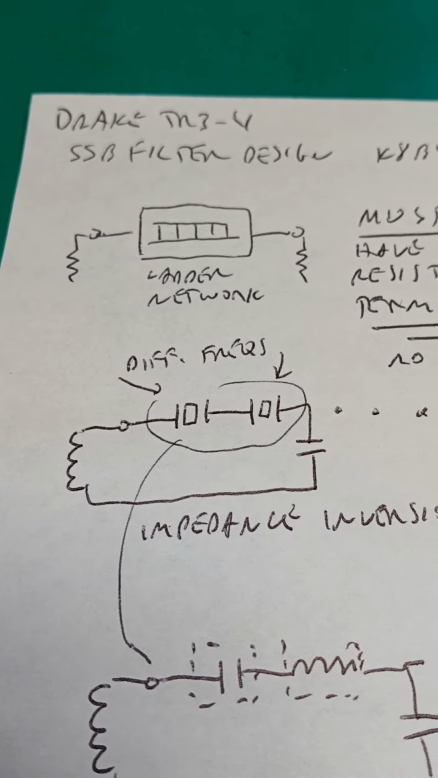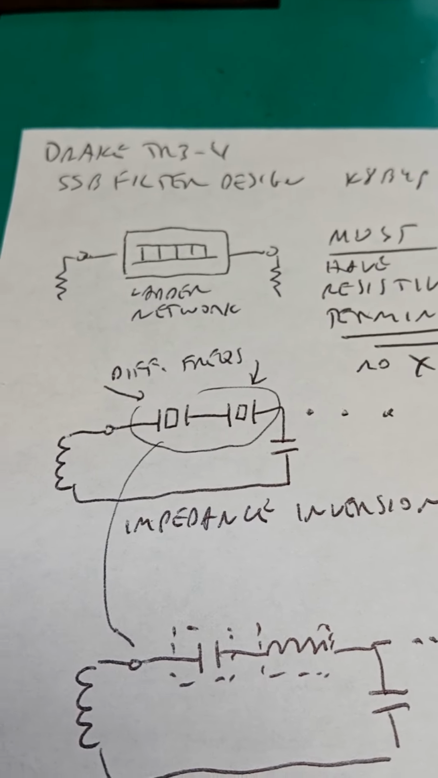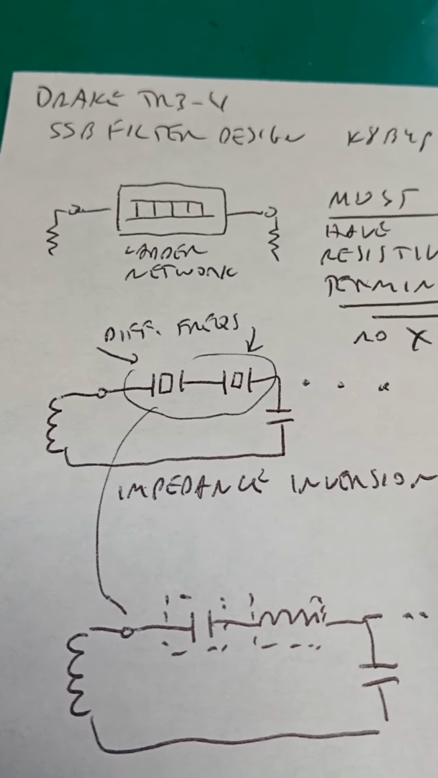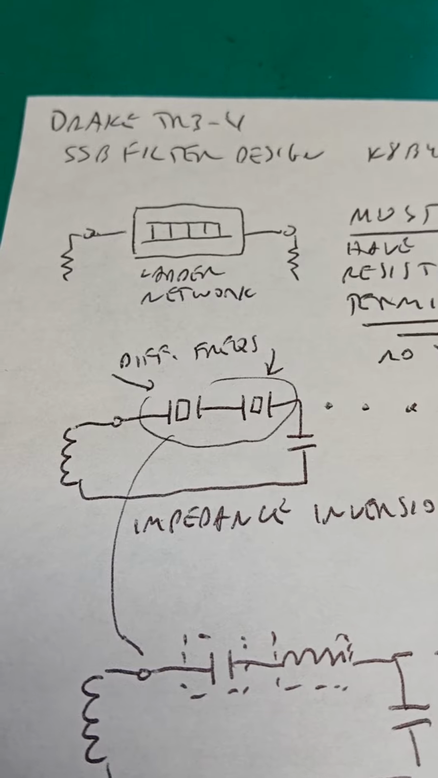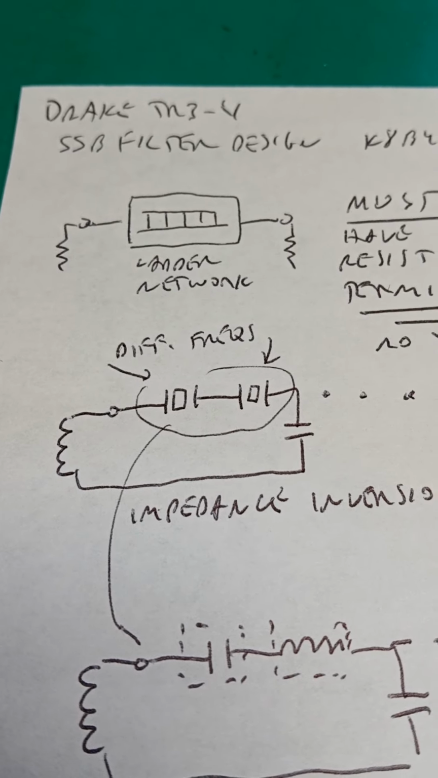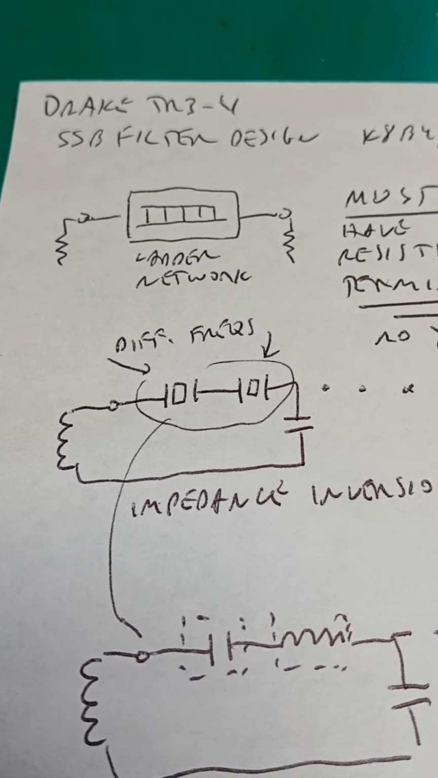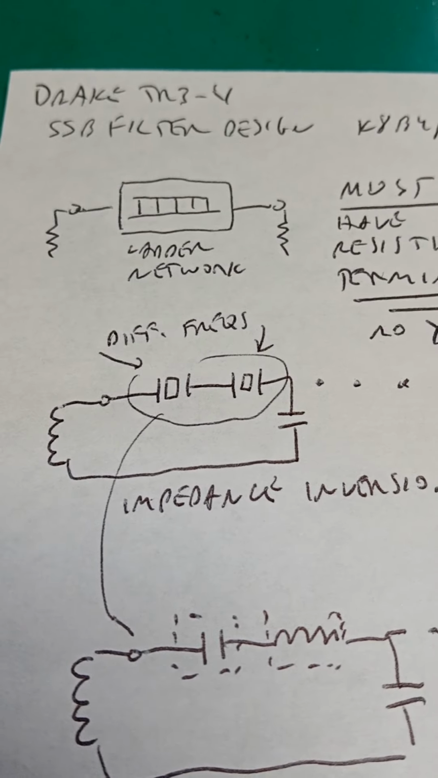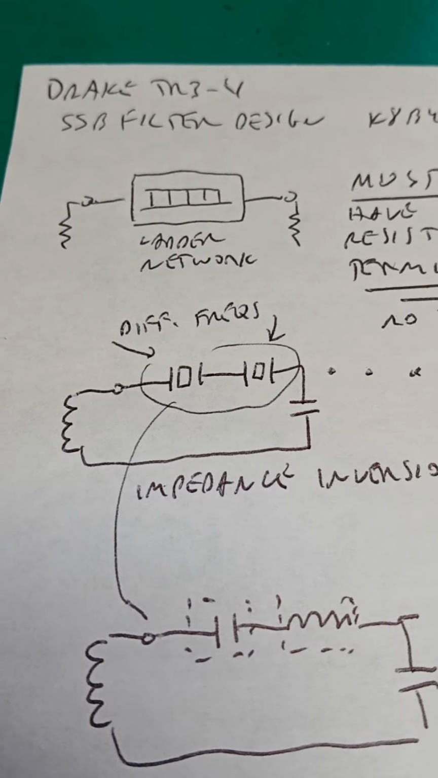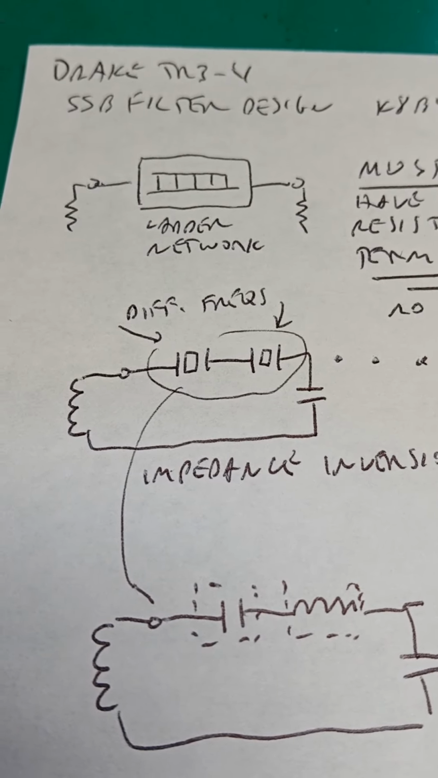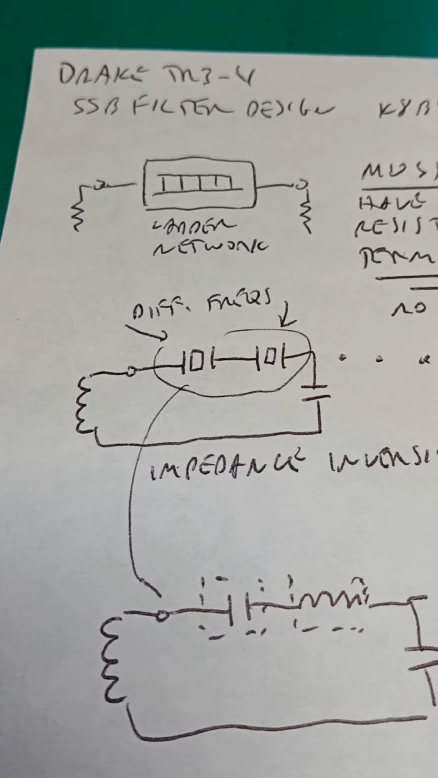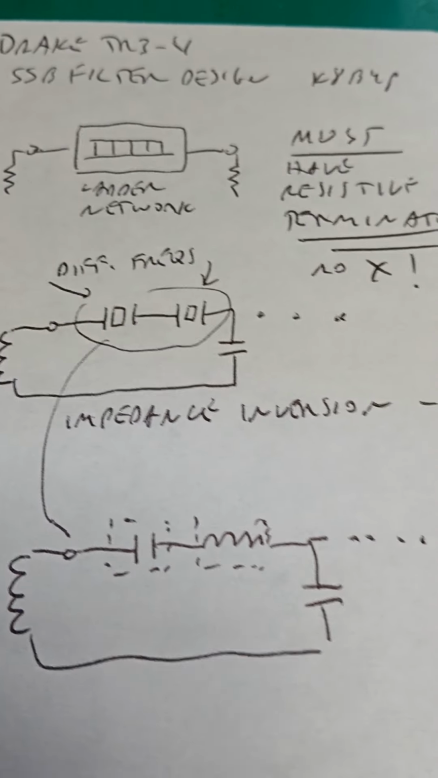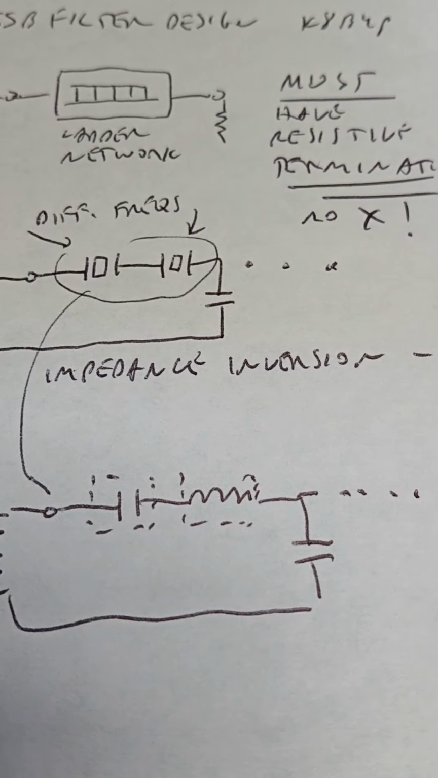Network theory, in general, did not exist until about the 1970s, because to go beyond an L or a pi network to get bandpass filters with complex characteristics required computer analysis. In the 1930s, where these Drake filters came from, and yes, they were made, the TR3 was made in the 60s, but the filter design is from the 1930s, and it's based on something called impedance inversion.